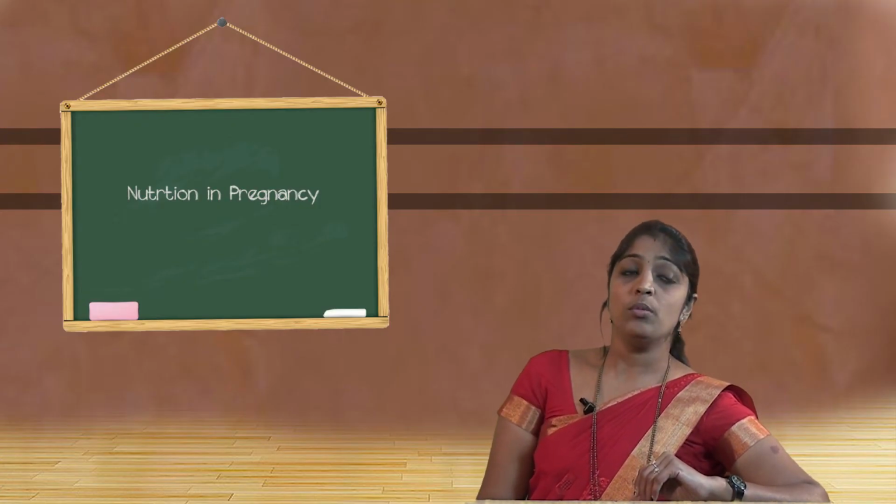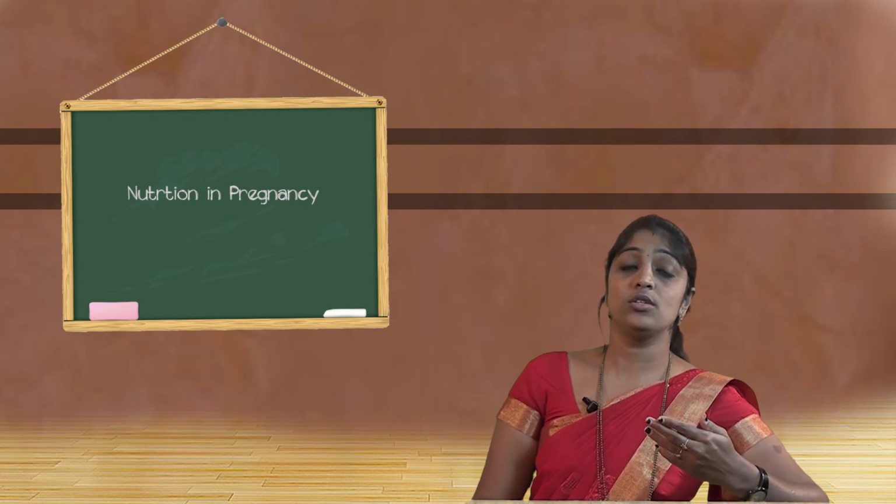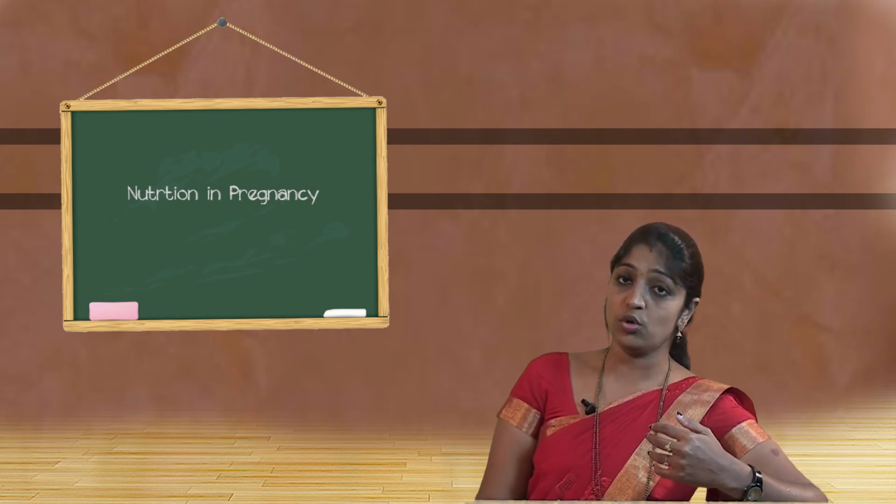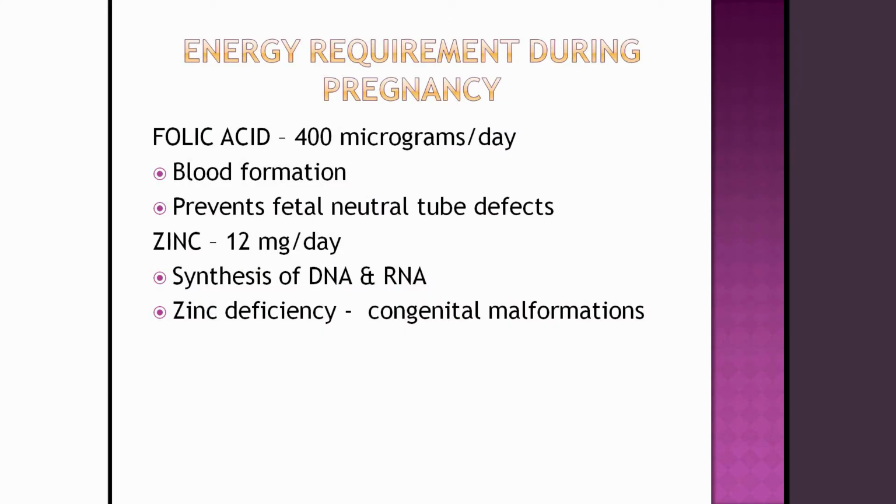Next is folic acid. You can go for 400 micrograms per day, which is required for blood formation and will prevent fetal neural tube defects. And zinc is 12 milligrams per day. It is mainly for the synthesis of DNA and RNA. Zinc deficiency may cause congenital malformations.